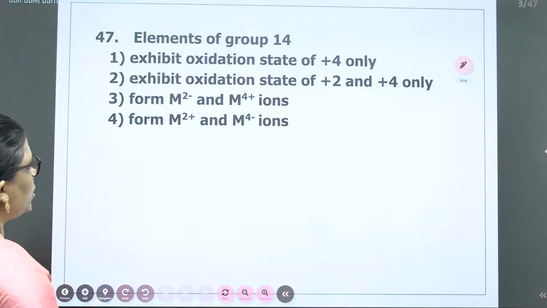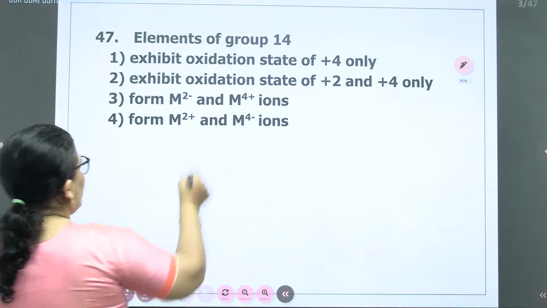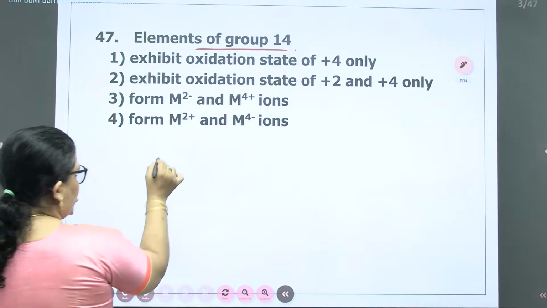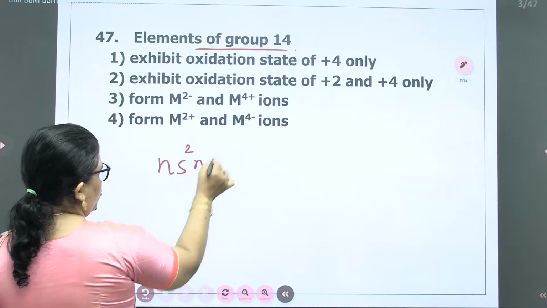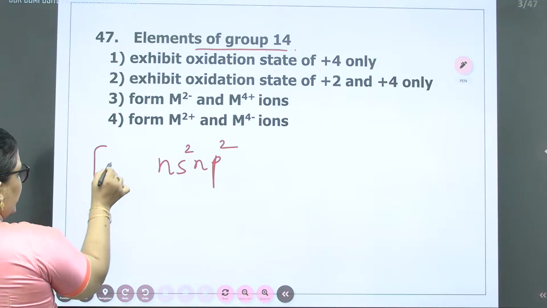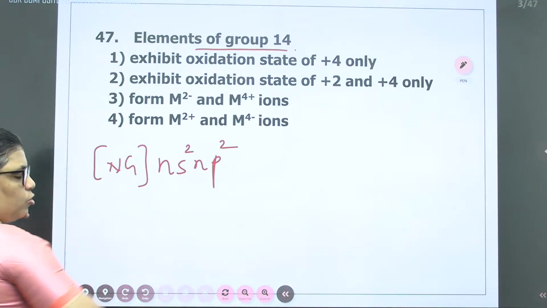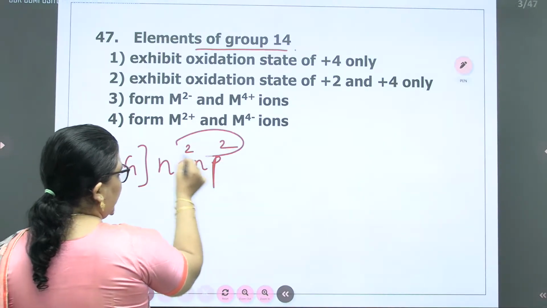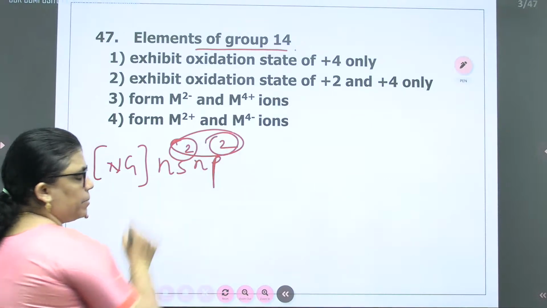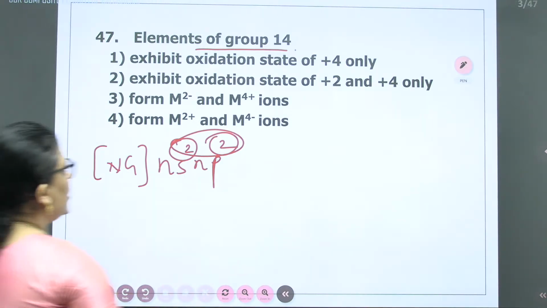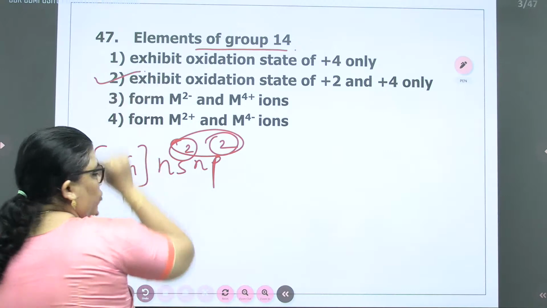Next, question number 47. Elements of group 14 means what? They will have the electronic configuration noble gas with ns2np2. It means that the oxidation state can become +2 or +4 also. Therefore, for question number 47, the correct answer is the second option, which can show both +2 and +4.